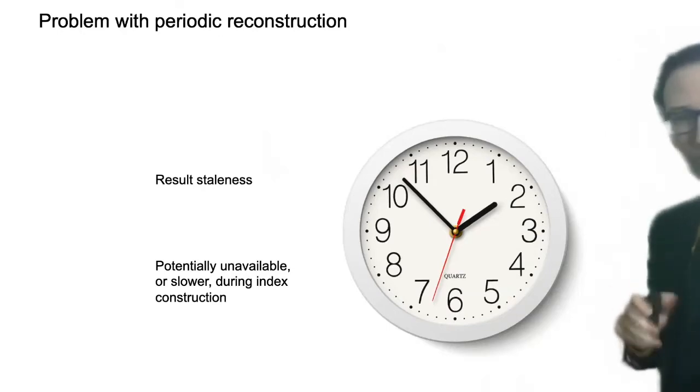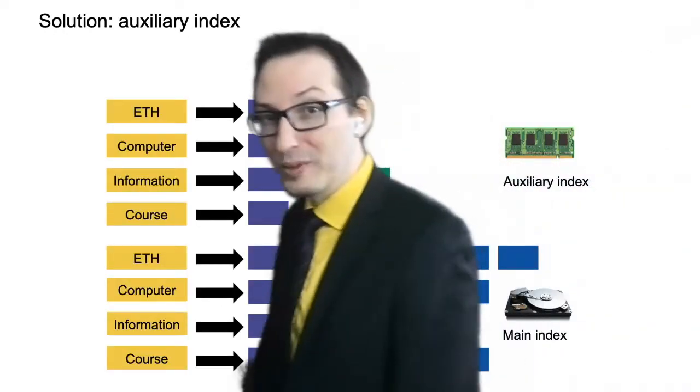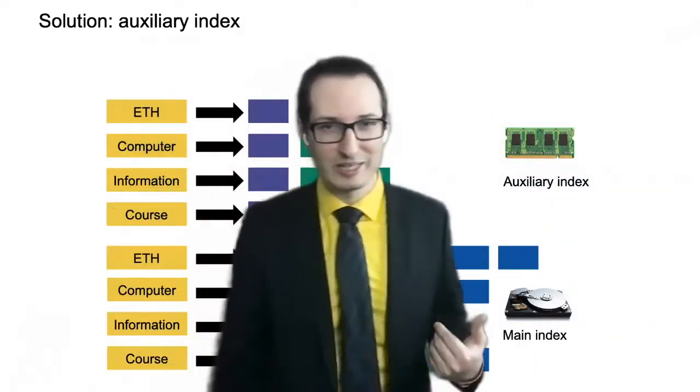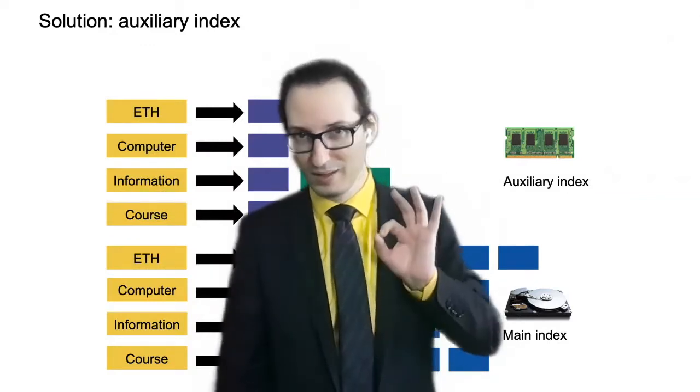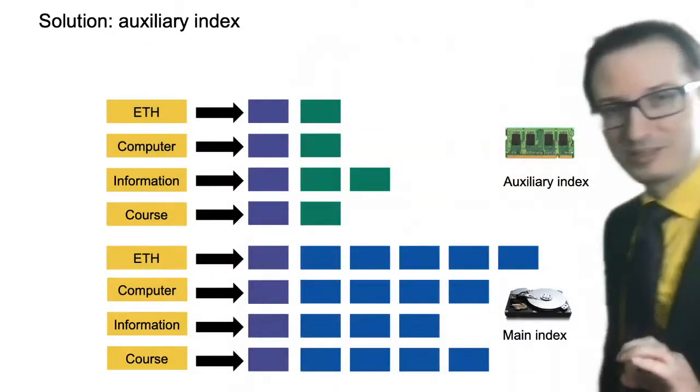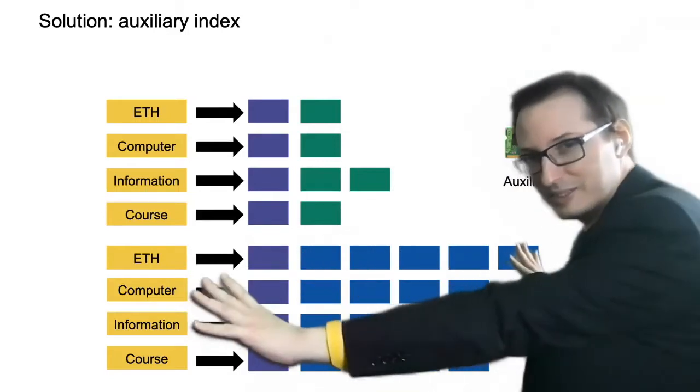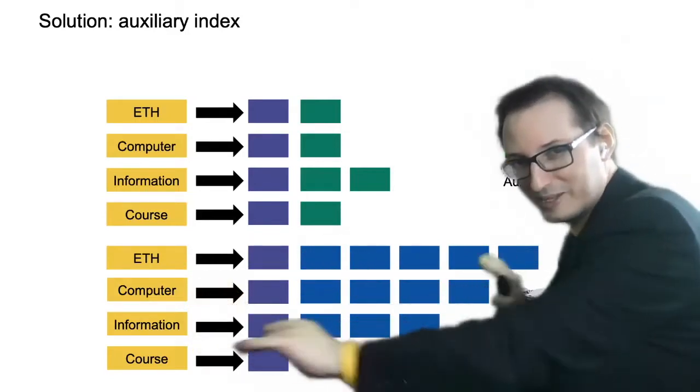But anyway, this is not good. This is not good at all. So we can do something else. Another way of doing that is a so-called auxiliary index. What that means is this here is the entire index that we've spent a month building, right?